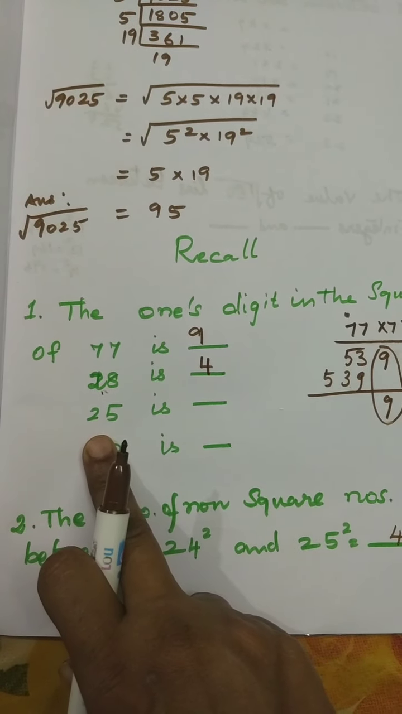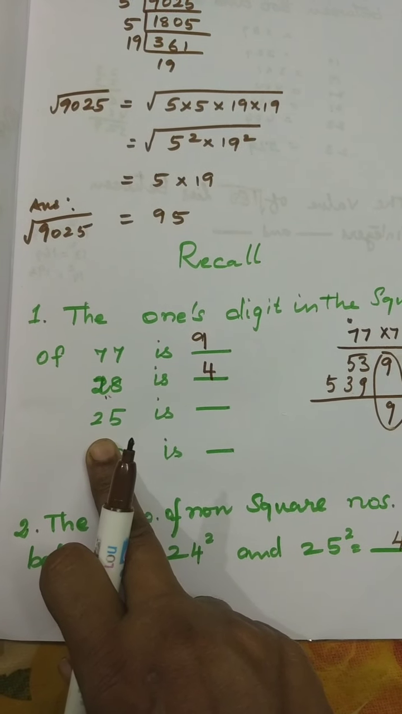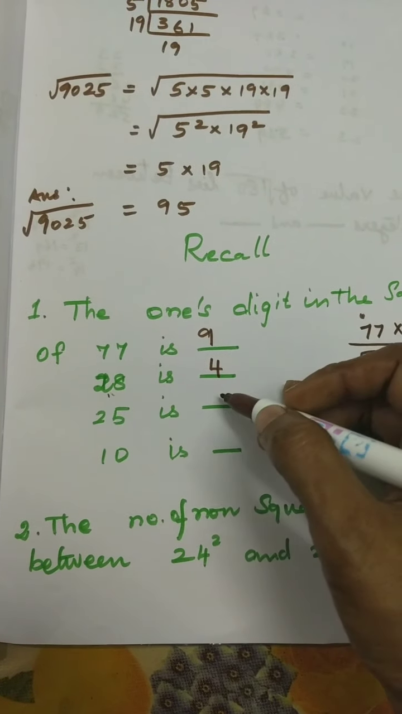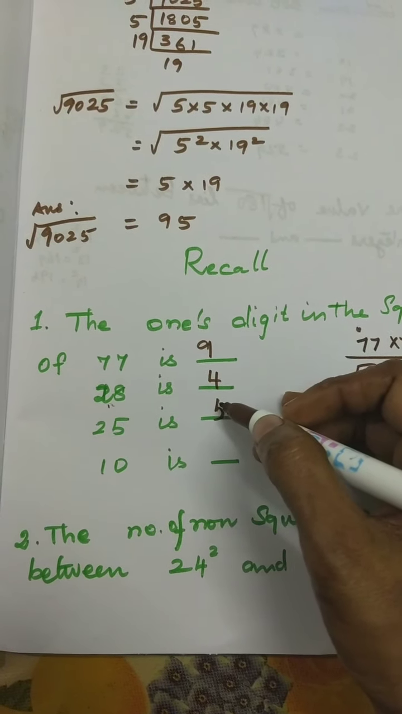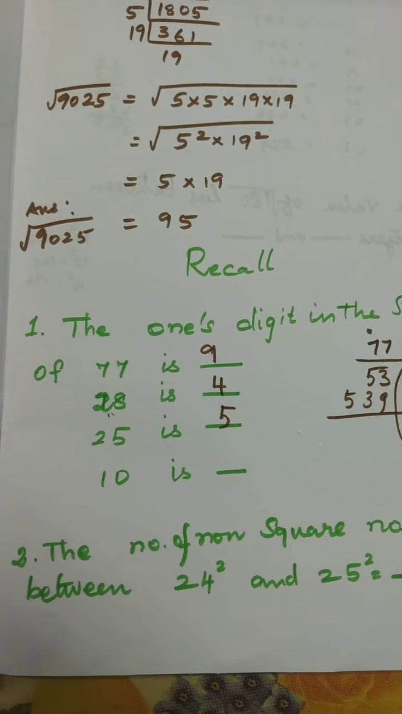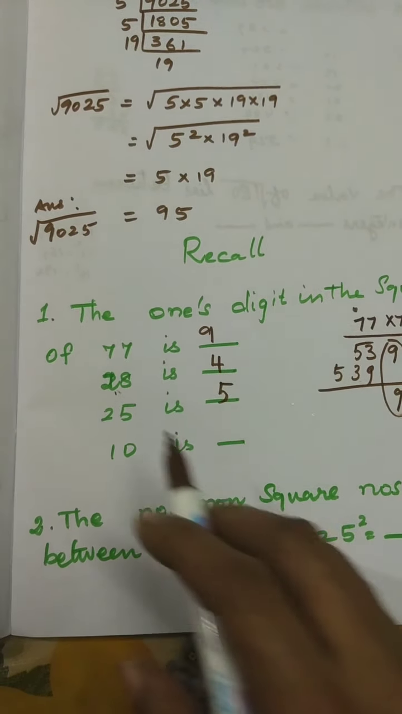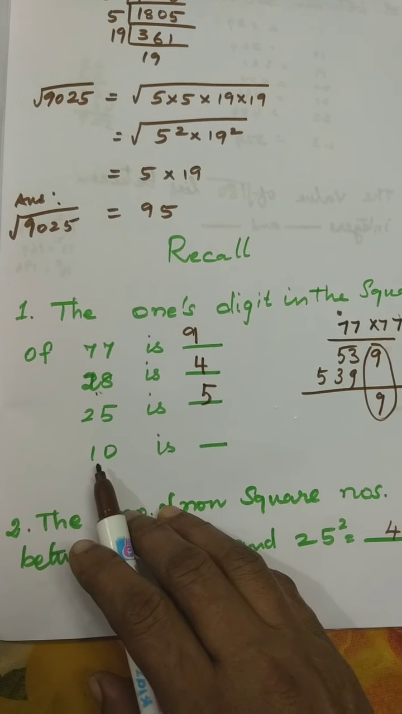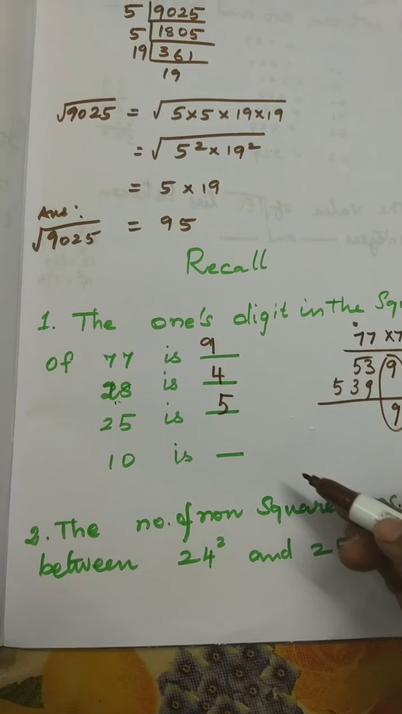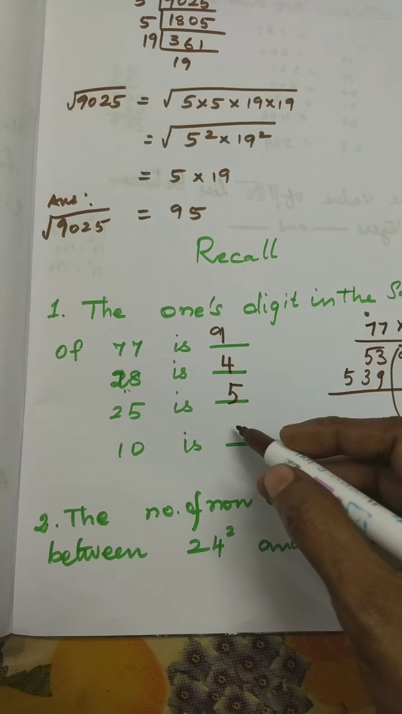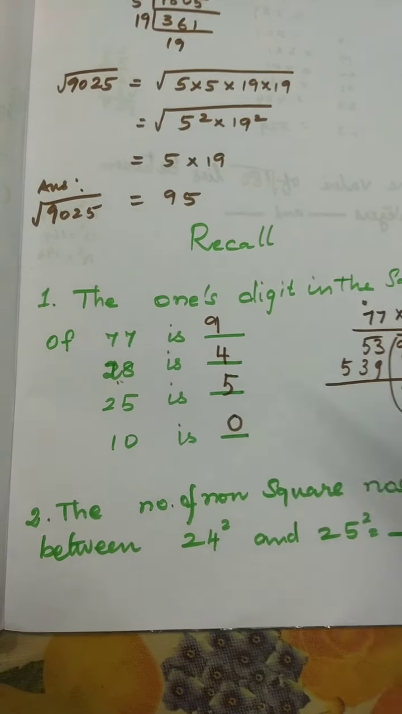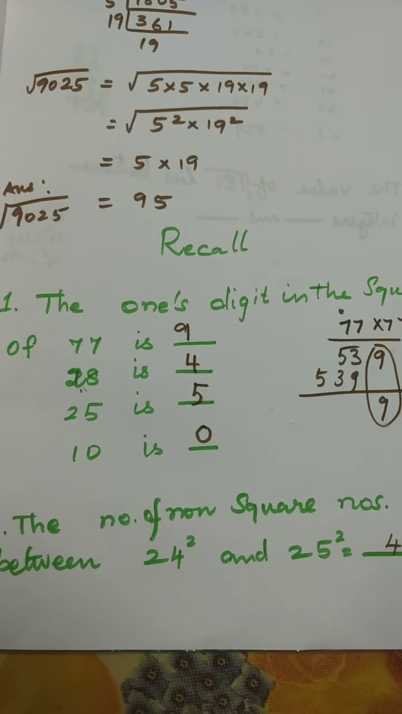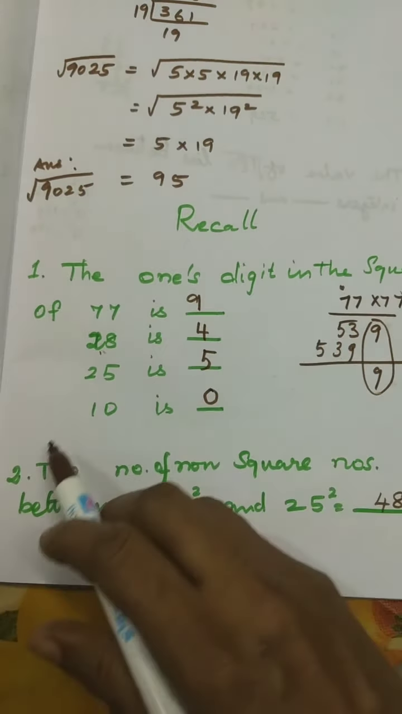Then the ones digit of 25 square: 5 fives are 25, so the ones digit is 5. Then 10 tens are 100, so the last place, the units place, is 0. We can say ones digit or units place. Okay.